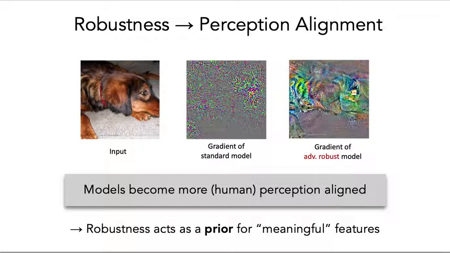But if you do it with these robust models, without any regularization, any kind of trying to beautify it, you get saliency maps like this, which look much nicer and closer to what a human would actually draw. So the way to think about this is that you can view robustness as a prior that tries to align our representation to be closer to the things that human perception registers.